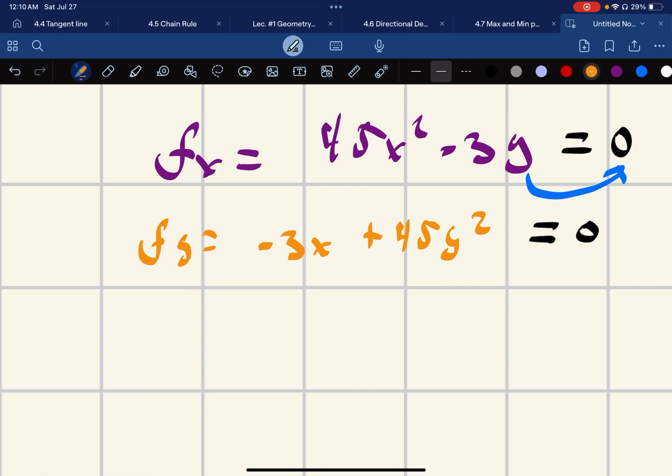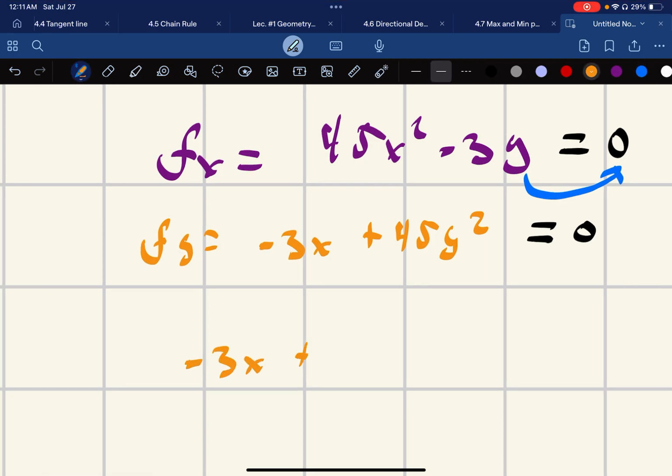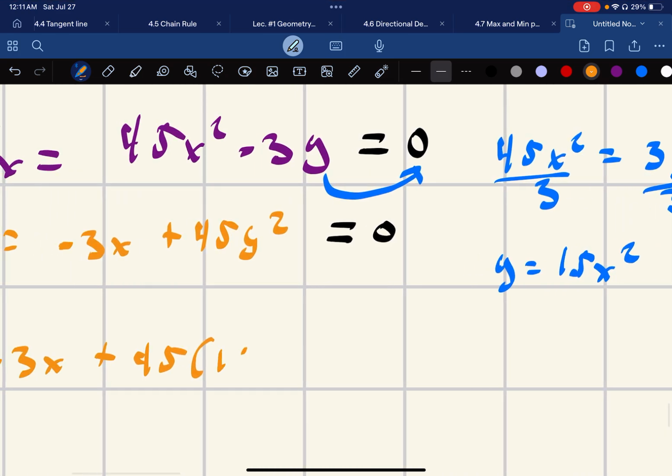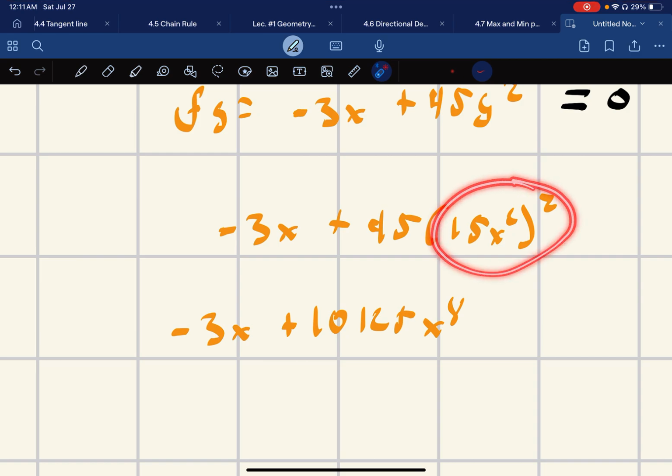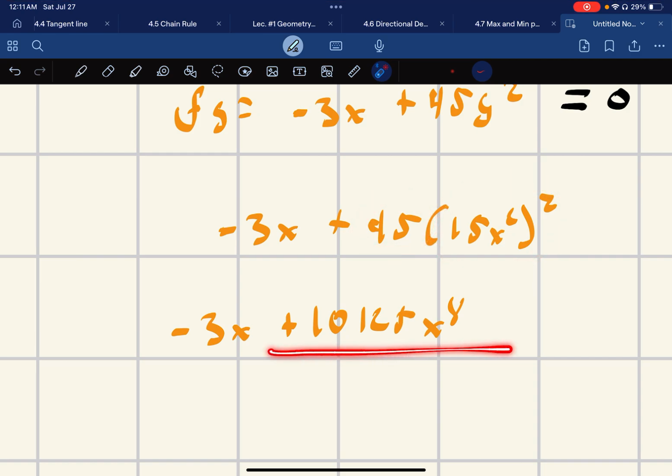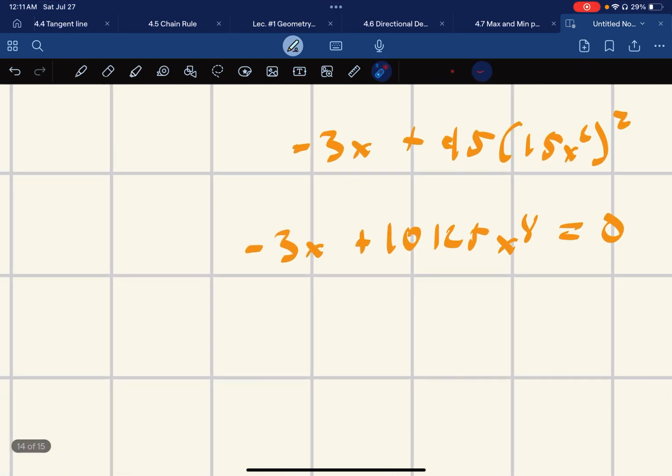Now, let's use substitution and plug it into this equation, right? So we have negative 3x plus 45, and we have y equals 15x squared, so 15x squared, to the power of 2. So overall we have negative 3x plus 10125x to the fourth, because we have 45. So we do this first, find this, then we multiply it by this, and we get our value. Now still equals 0. So, as we see, we now have x's here and x's here, so we could bring out the x, right?